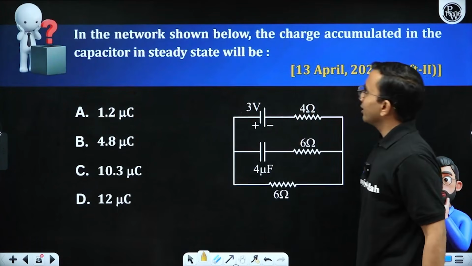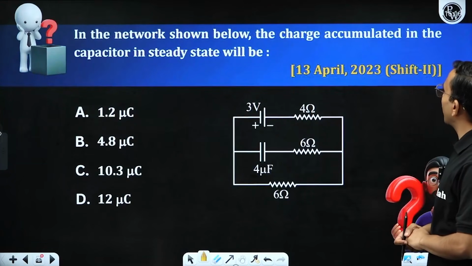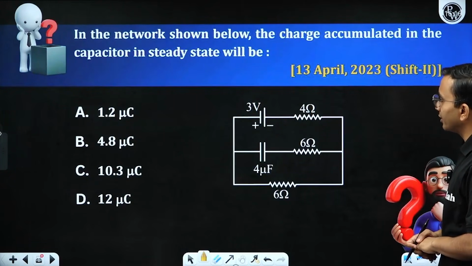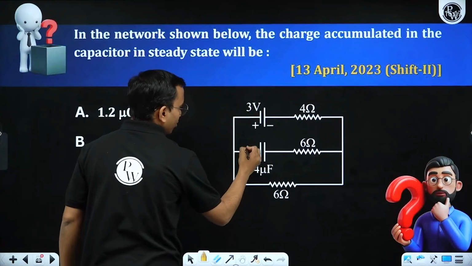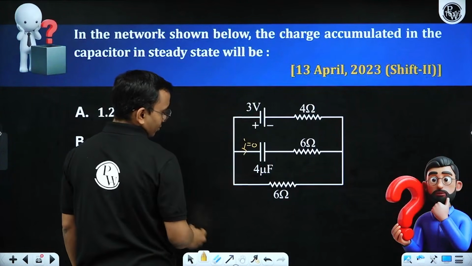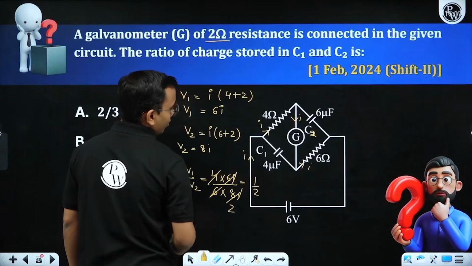Further, in the network shown below, the charge accumulated in the capacitor in steady state will be, a similar type of question. At steady state, here current will be 0. Okay, so here the current is 0.